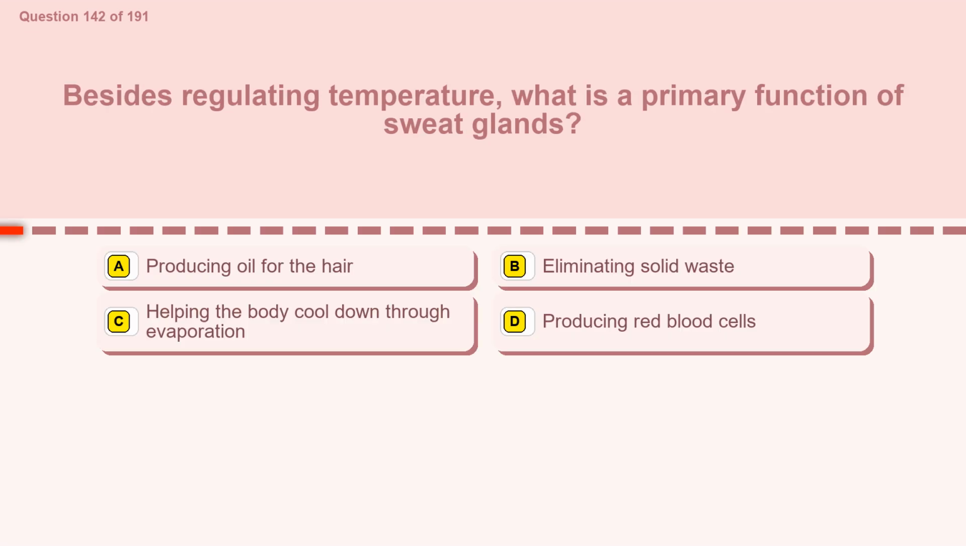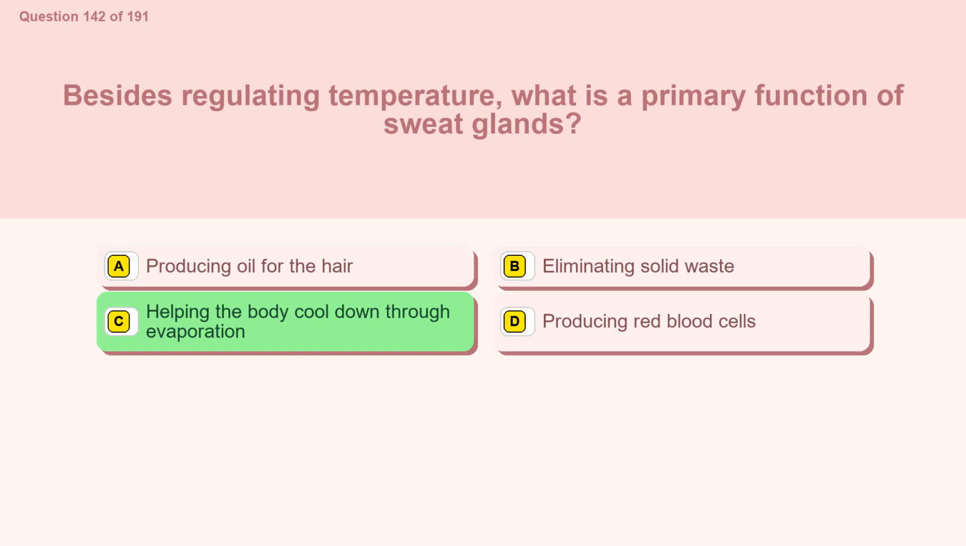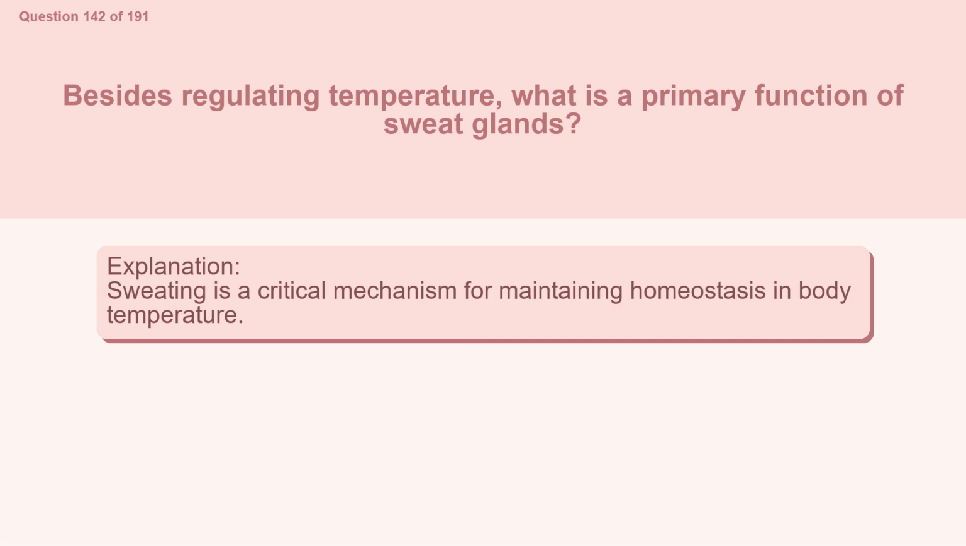Question 142. Besides regulating temperature, what is a primary function of sweat glands? Option A, producing oil for the hair. Option B, eliminating solid waste. Option C, helping the body cool down through evaporation. Option D, producing red blood cells. The correct answer is option C, helping the body cool down through evaporation. Sweating is a critical mechanism for maintaining homeostasis in body temperature.